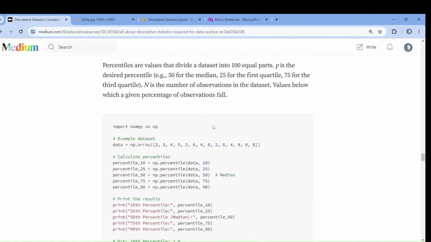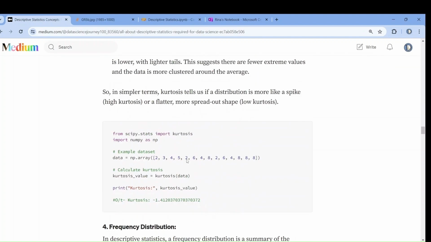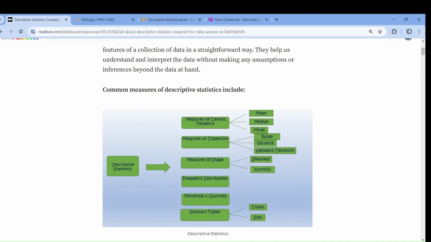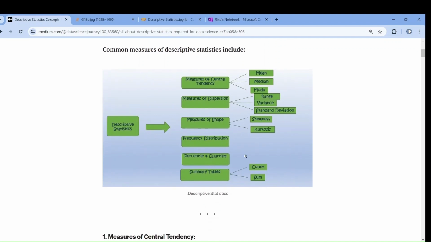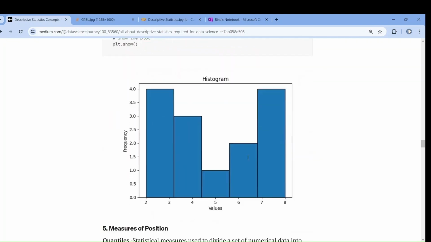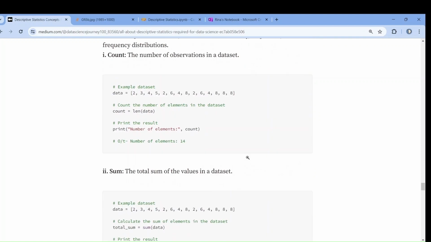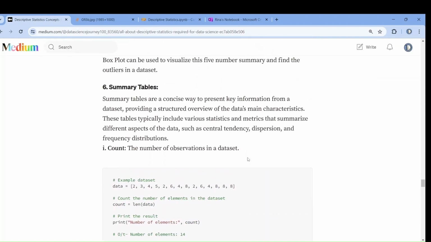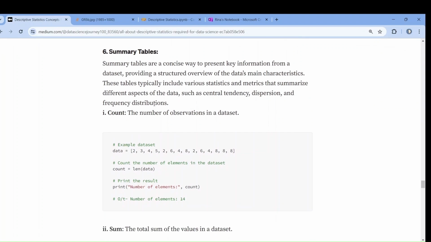Fine. So we have understood the measures of position. So we have completed measures of shape and frequency distribution, percentile and quartiles. Fine. Now next, understand summary table. Summary table is really easy. That is simply counting and making the sum. This is just like giving an overview of the data's main characteristics.